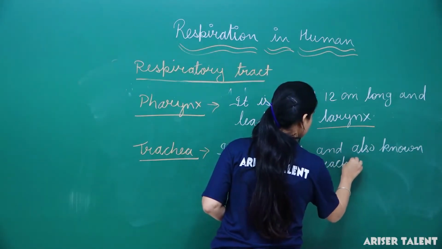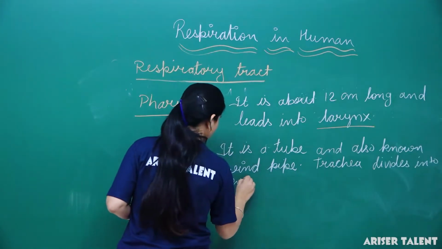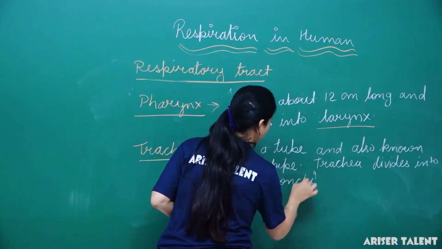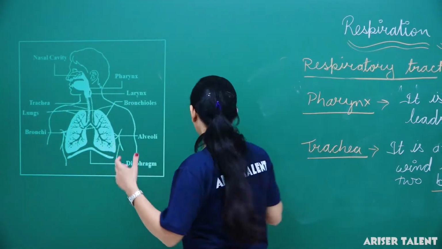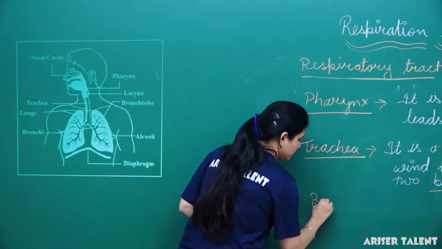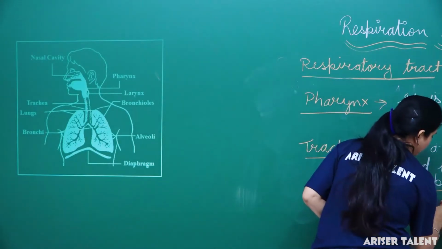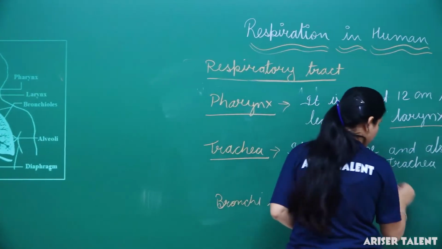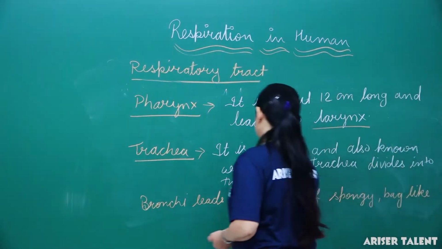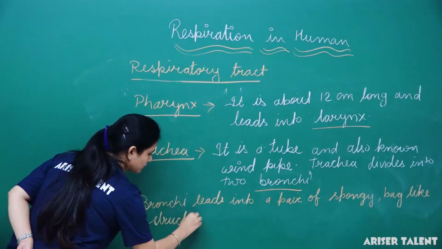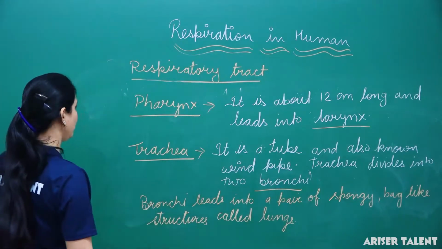Trachea divides into two bronchi. Here we can see the trachea is a long tubular structure which divides into two bronchi, and these bronchi lead into a pair of spongy, bag-like structures called lungs. Now we will talk about the lungs.